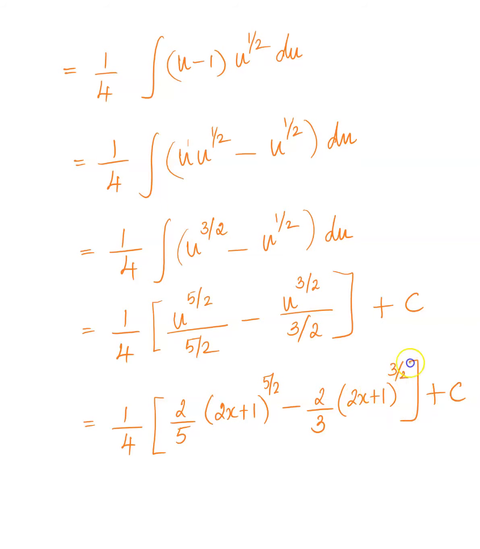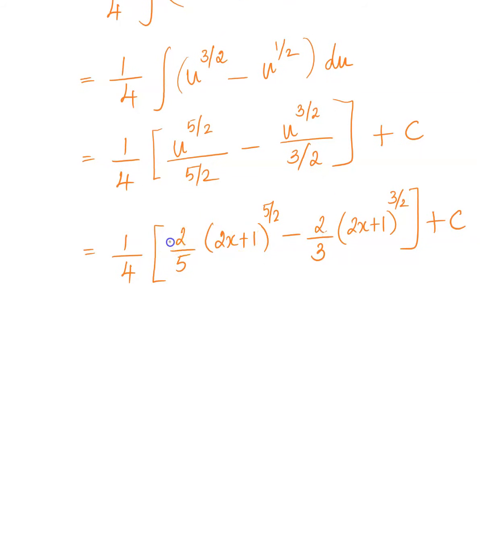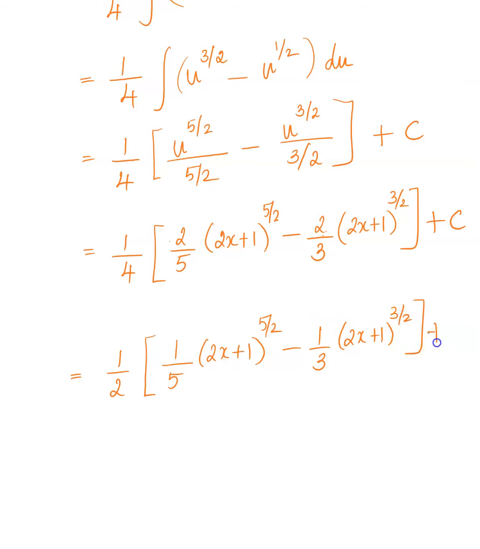u can be replaced by the 2x plus 1. Okay, you can leave the answer like this, or a simplified version would be to pull out or factor out this 2, right? You have 2 and 2, so the 2 comes out. That 2 over 4 will give you a half. You can have it as half times 1 over 5, 2x plus 1 power 5 over 2 minus 1 over 3, 2x plus 1, 3 over 2 plus c.